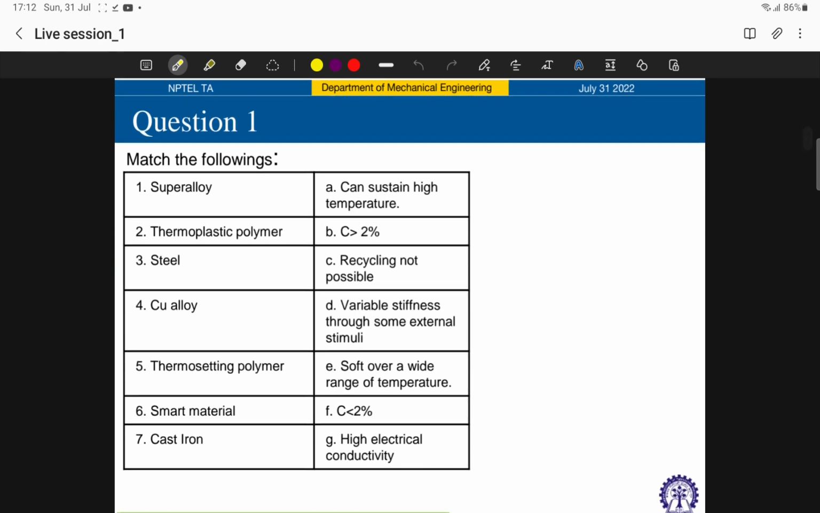Can you take a few minutes to solve this question? You need to just match the two columns, and can you take some time and tell me the answer?